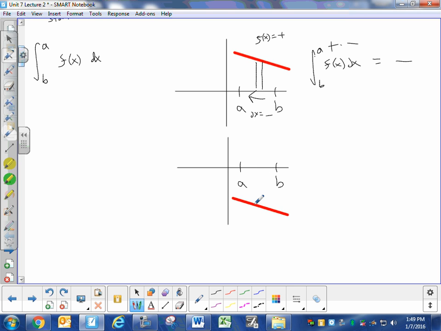And let's see what happens if I'm below the x-axis going from B to A. My function values are negative. That will be used for my heights. But since I'm traveling from B to A, my dx is also negative. All of a sudden, this becomes positive.